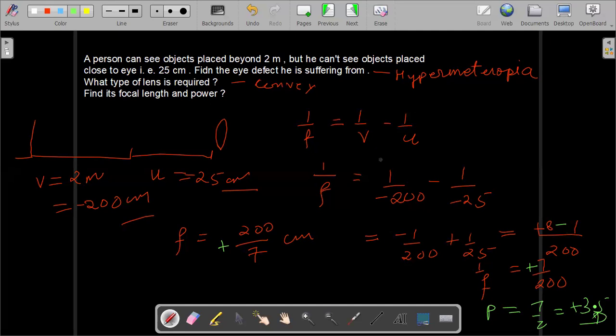Got this? Anyone having any doubts here? Okay, try the 2 questions which are given as homework. I have already sent them in the group. In the WhatsApp group, you can find 2 questions which are given as homework.